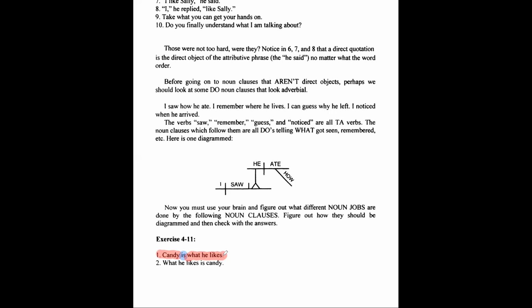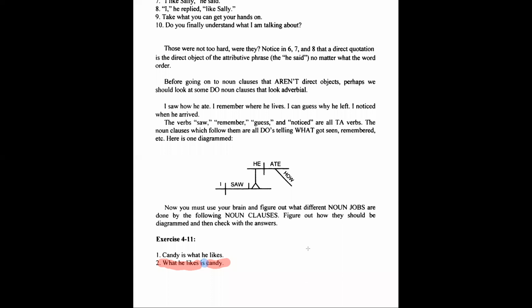Now, what about the second one? What he likes is candy. What is what he likes there? Candy, we know, it's a predicate noun, right? Here's the main verb, is. Okay, but what is what he likes? What position is it in? It's the subject, right? So you're going to diagram these just like you would normally these types of sentences.